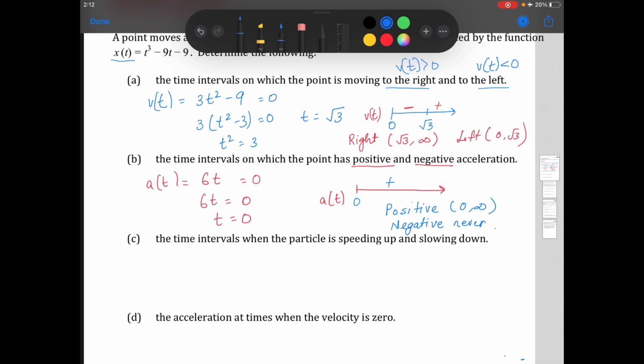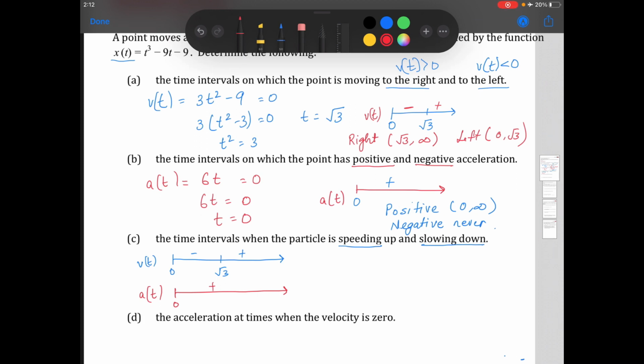Right? Part C, the time intervals when the particle is speeding up or slowing down. This is when we compare our number lines, when we compare our velocity and acceleration. So I'm going to sketch them here so that it's easier to compare. This was 0, rad 3, negative, positive. I already have it from parts A and B, that's where I'm copying it from, and I'm going to do exactly the same. And acceleration was positive all the time.